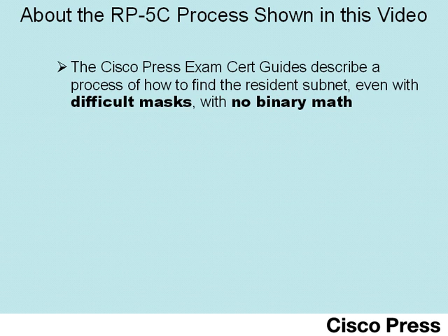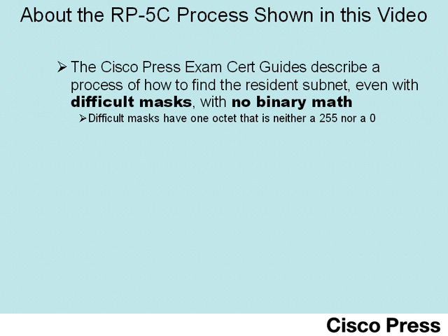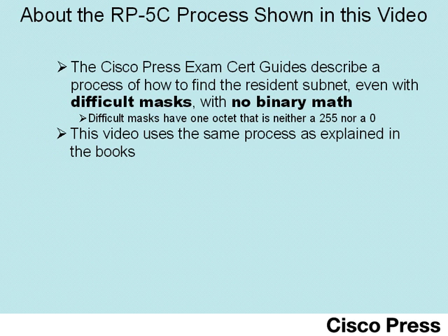The Cisco Press ICND1 and ICND2 exam certification guides describe a process for how to find the resident subnet even when a difficult mask is used and with using no binary math. Now, when I say difficult mask, I mean it's a mask that has one octet that is neither a 255 nor a 0. In these cases, most people have a difficult time intuitively seeing what the subnet number is. This video uses the same process that's explained in those books.